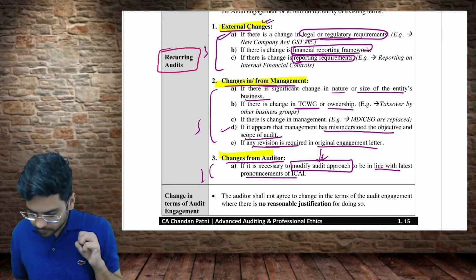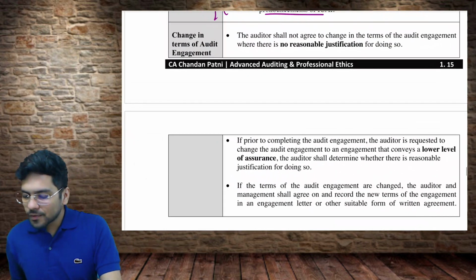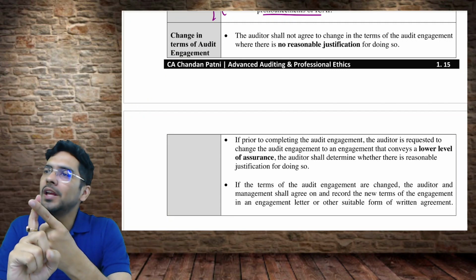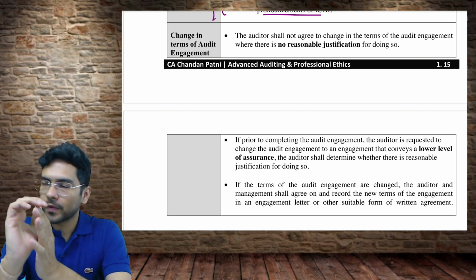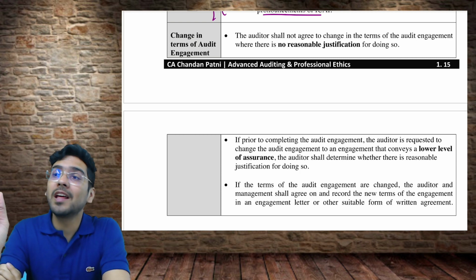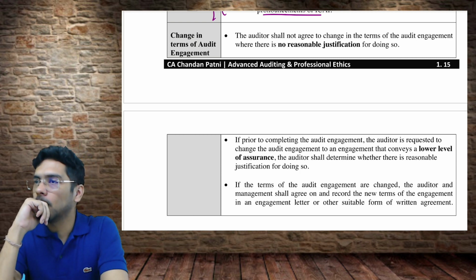Is this clear? Okay. Now, let's say you have accepted the audit. I mean, let's say the preconditions to audit were present and the common understanding is also there. You have accepted the audit. Now, after your acceptance, management tells you to make changes in the contents of the AEL. Will you do it?